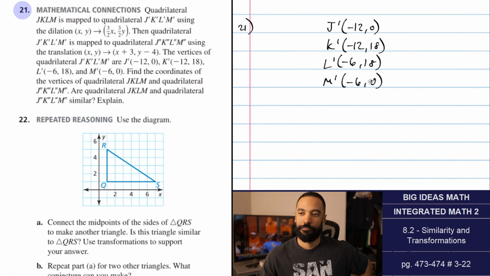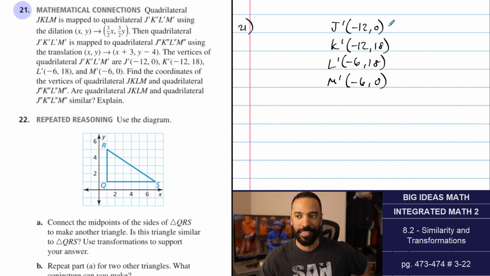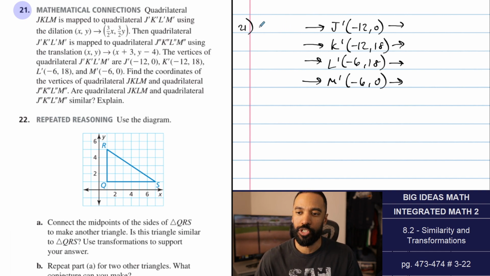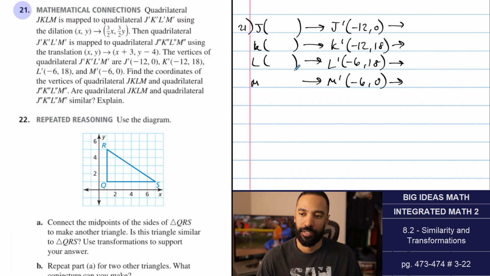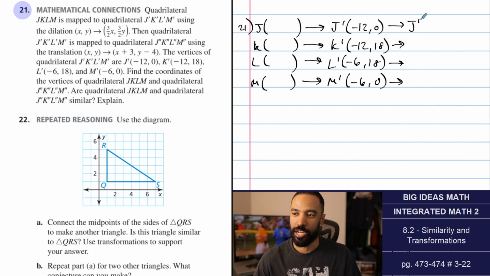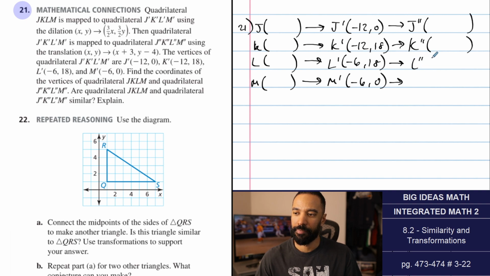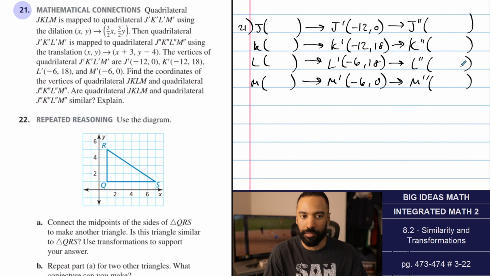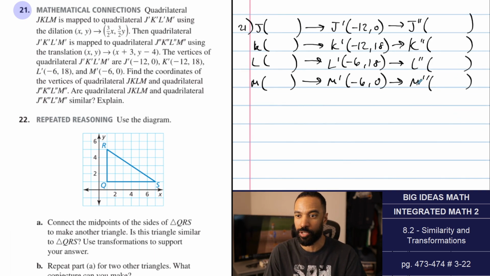Let's figure out where these other points are, because this is kind of the middle. Let's figure out what happens to get to the double primes and where we came from to get to the primes themselves. Okay, so for J, K, L, M, and for J double prime, K double prime, L double prime, M double prime. Now, are they similar? I think they're supposed to be. Yeah, because we applied transformations.